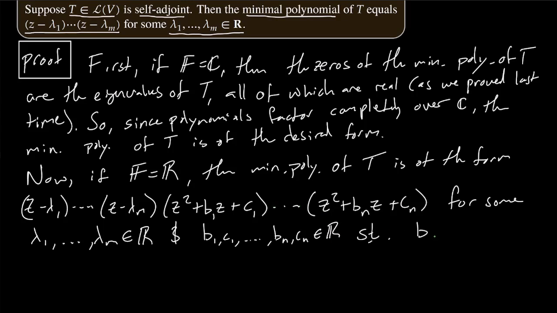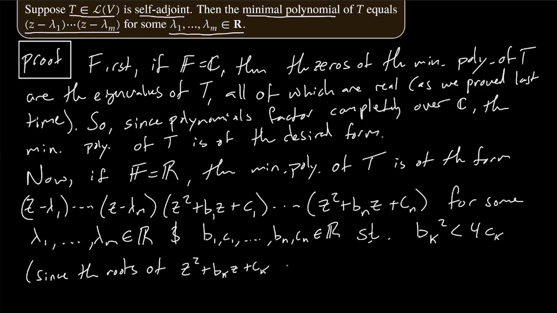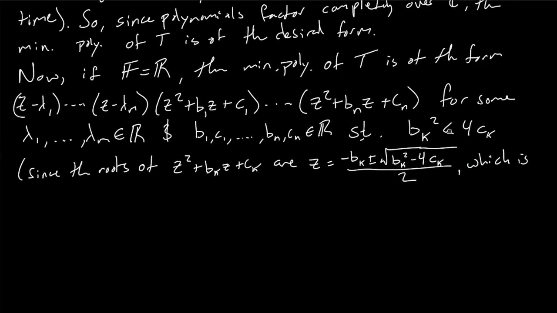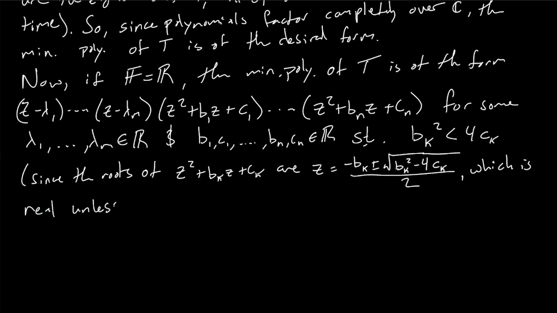What is the condition that guarantees that? bk squared is less than 4ck. Since the roots of z squared plus bk z plus ck are z equals negative bk plus or minus the square root of bk squared minus 4ac, the first term is 1, times ck, all over 2a, right? But a is once again 1. Which is real, notice, unless this is less than 0, i.e. bk squared is less than 4ck.